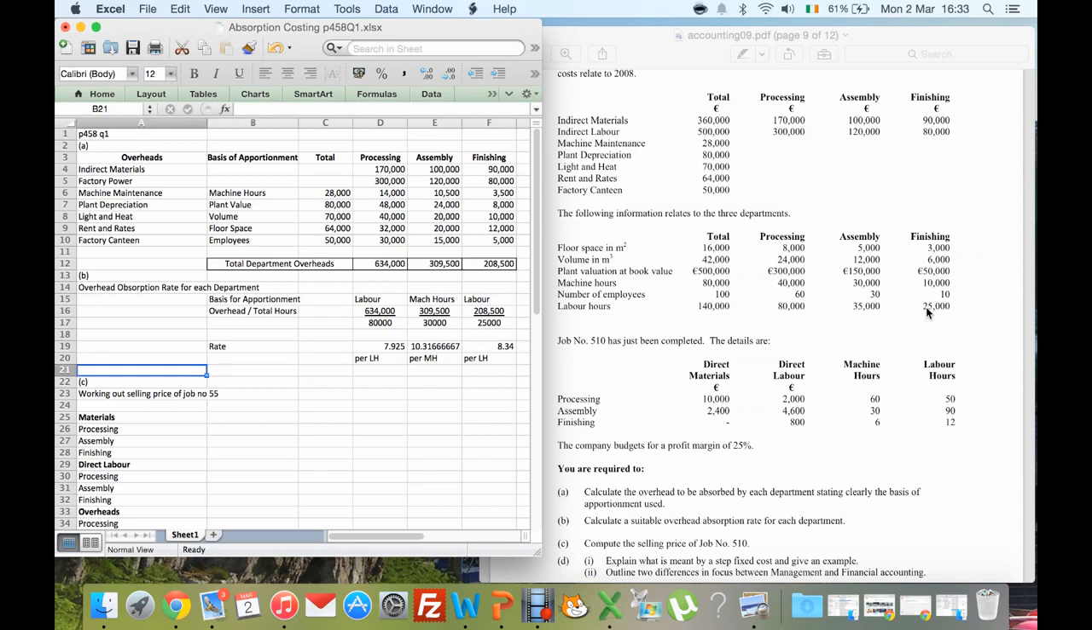So working out the price of this job. So this job is job number 510. The materials is easy enough. It's given to us. We've got 10,000 in the processing department, 2,400 in the next one, and then we've got 0 in this one. Okay, and then direct labour, 2,000, 4, 6, and 800.